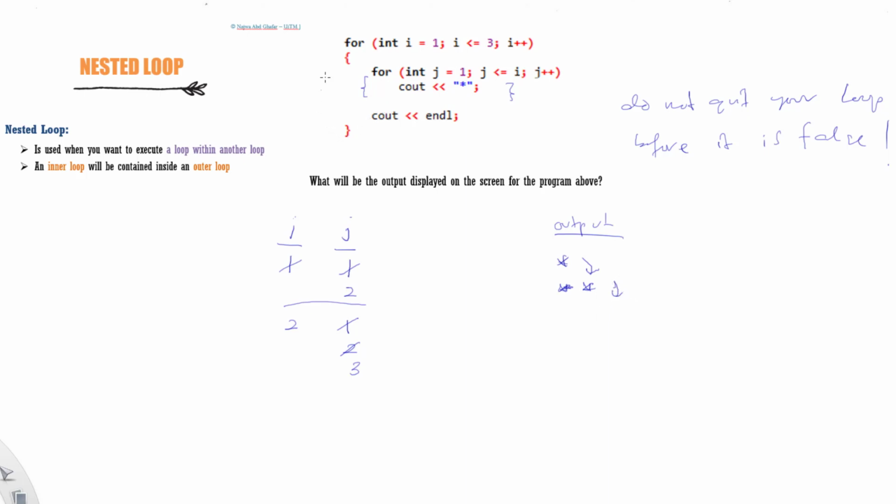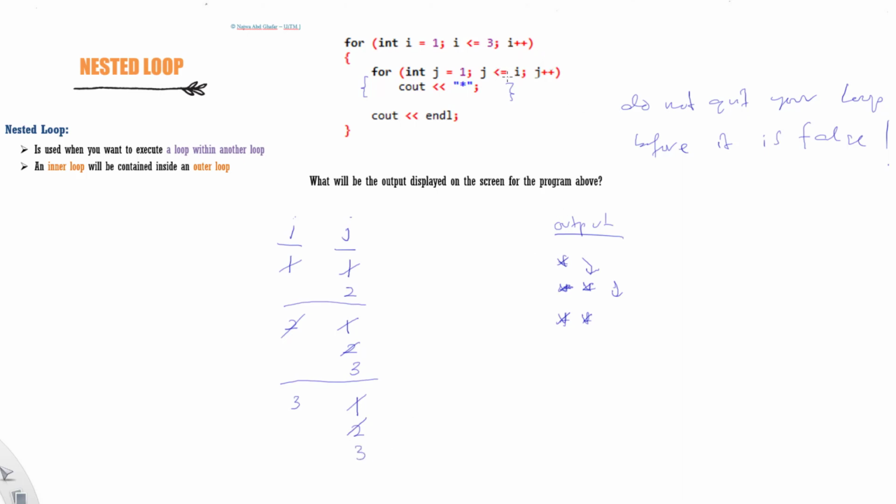It goes back up, so i plus plus, and i now becomes 3. Is 3 less than or equal to 3? True, so it goes back inside. We meet the loop again, so j equals 1. Is 1 less than or equal to 3? This is your i. Yes. So cout star, we will display a star here. Then j plus plus, it now becomes 2. Is 2 less than or equal to 3? True, so it will display the star again. Then it will go back up, j plus plus, and it becomes 3.